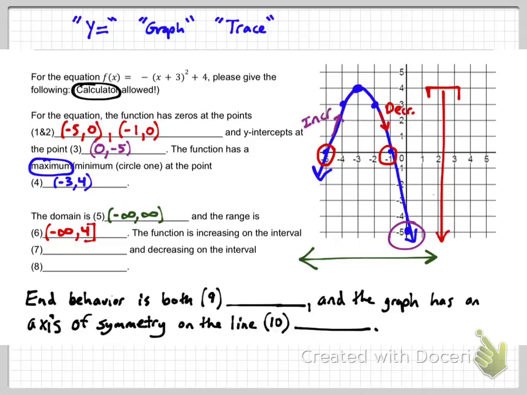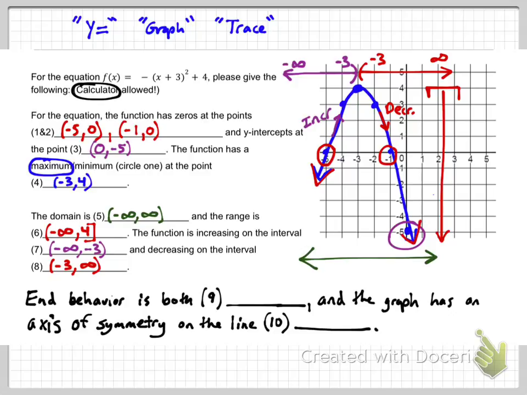The function is increasing on the left side and decreasing on the right side. So from negative infinity all the way up to -3, that's where we're increasing. And from -3 all the way to positive infinity, that's where we're decreasing. So we write it like this: negative infinity, -3. And for decreasing, it's from -3 all the way up to positive infinity.